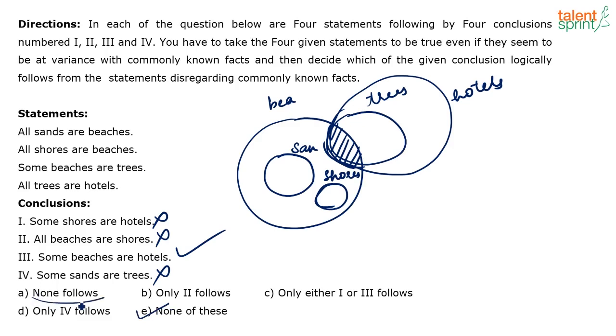Now don't take none follows. None follows means what? None of the conclusions follow. That's not what we have got. We have got that conclusion 3 is following, but that is not given in the options. So the correct answer that you should take is option E, none of these.